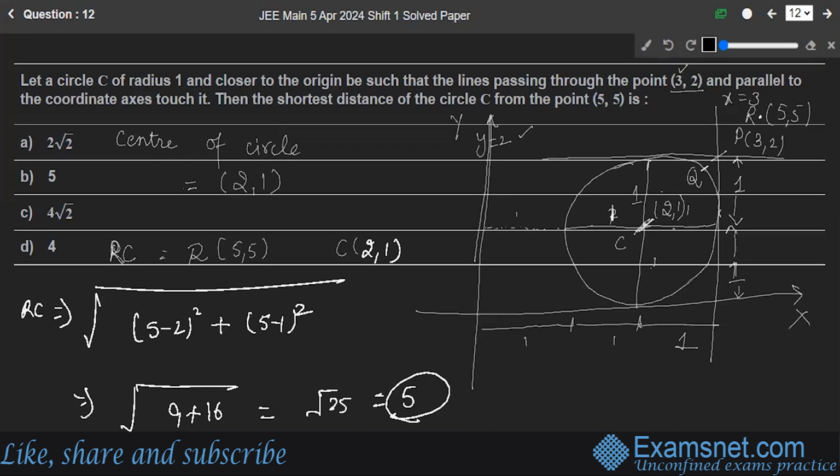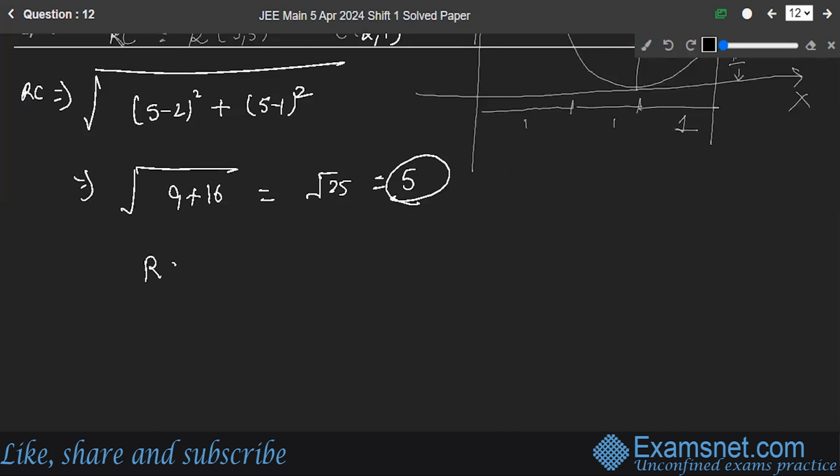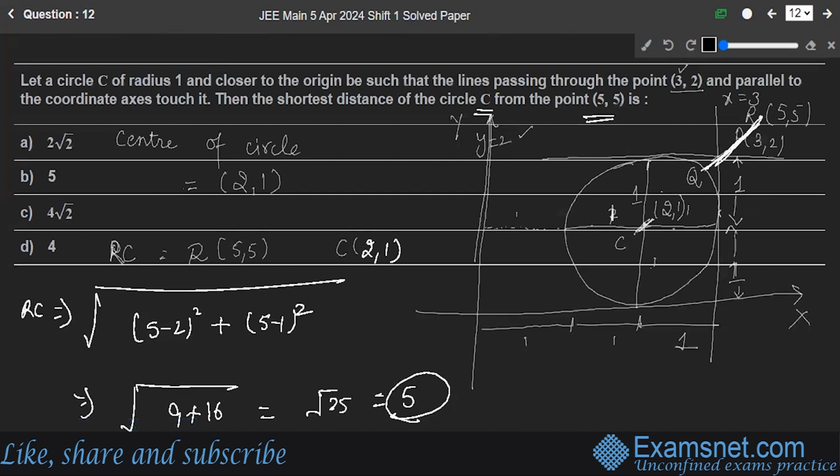But I need to find out the shortest distance from the circle to this point. So basically what I want to find out is QR. RC is equal to QR plus QC, or QR is equal to RC minus QC. RC we just solved, this is 5, and QC is the radius of the circle, which is 1. The answer to the question is 4. Option D is the correct answer. Hope you got that. Let's move to the next question.